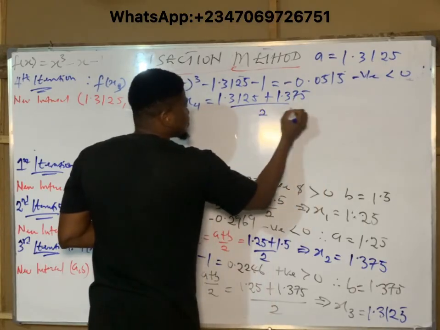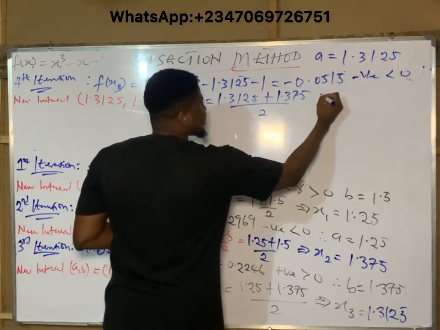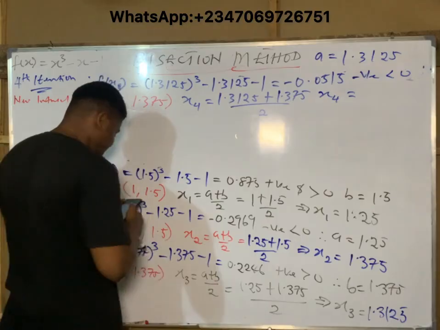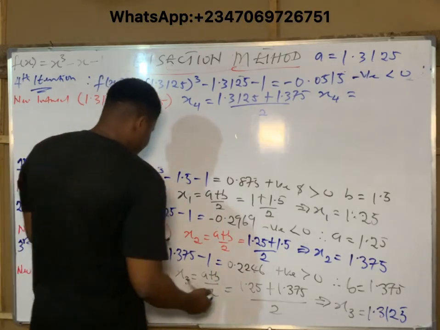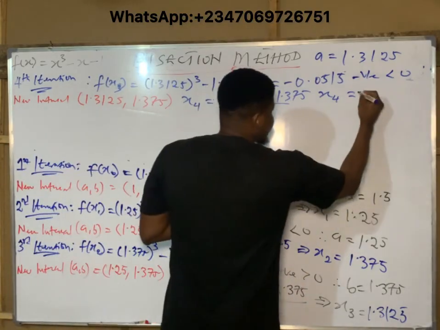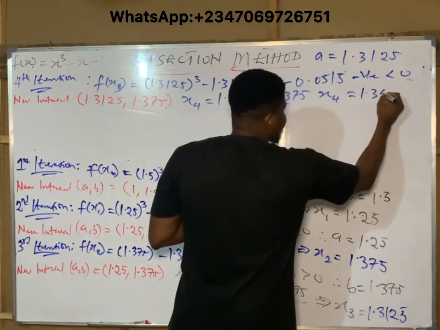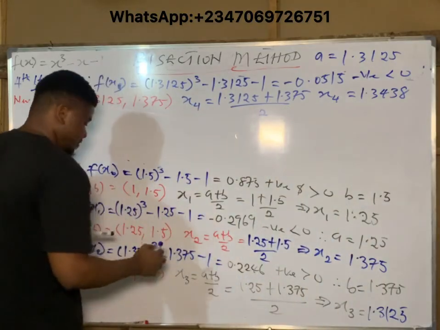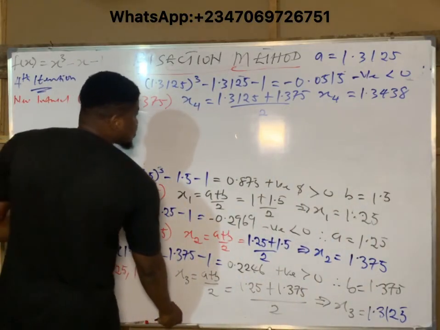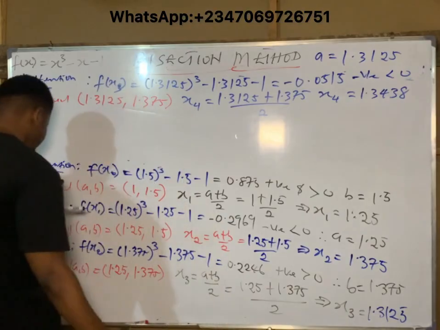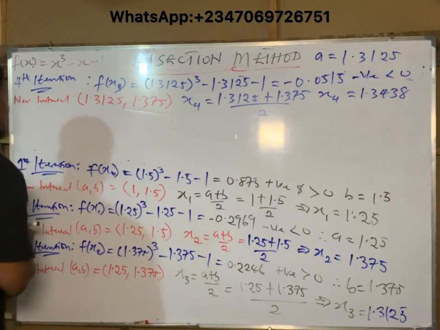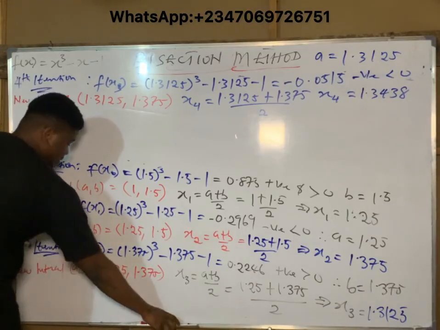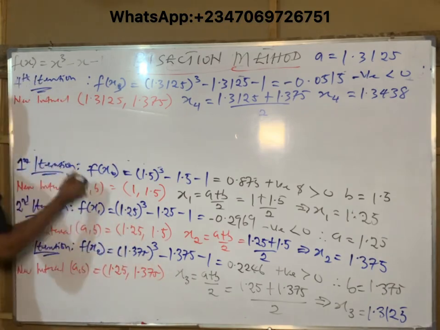So x4 is going to be, let's find this ratio. That gives us 1.3438 approximately. We are taking correct to 4 decimal places. Okay, so x4 is 1.3438. So if you have this now, you perform the next iteration. That's going to be the fifth iteration.